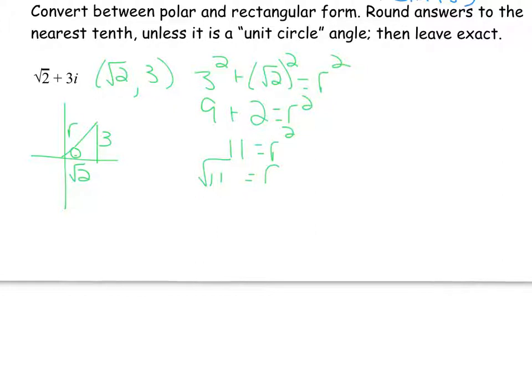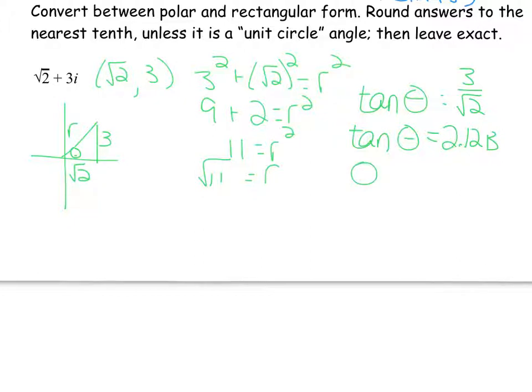Well, we could use the hypotenuse, but we may have made a mistake there. So I'm going to use the two sides they gave me, the opposite and the adjacent. I'm going to use the tangent ratio to find theta. So the tangent of theta is 3 over root 2. This is where I'm going to start rounding a little bit. 3 over root 2 is 2.1213. Then I'm going to do my inverse tangent, and I get that the angle is about 64.8 degrees.